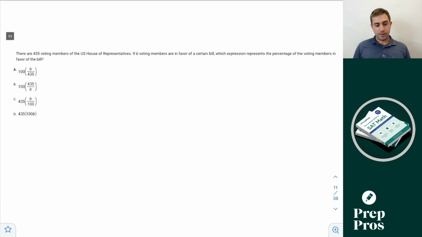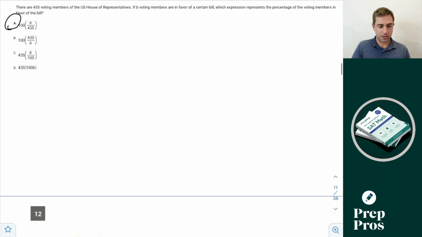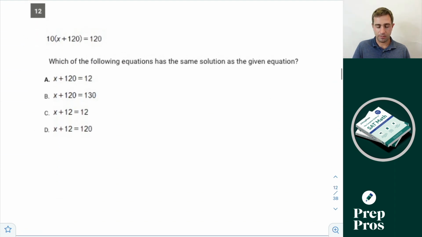There are 435 voting members of the U.S. House of Representatives. If b voting members are in favor of a certain bill, which expression represents the percentage of voting members in favor? Well, percent, we're just looking for a piece out of our total. So it's just going to be b over 435, then we're multiplying it by 100, very similar to what we did in that prior question. These are really closely related questions to basically identify that A is right. One was increase, decrease. This is what I teach and have in my math book as simple percentages. But once again, you should expect to see this every single time.